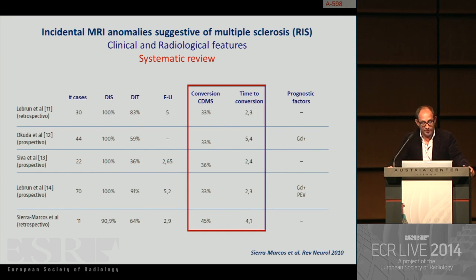These are the results of a systematic review that we undertook in our center a few years ago, showing that among those patients with a definite diagnosis of a radiologically isolated syndrome, up to 1/3 will convert to clinically definite MS in a period of time between 2 to 5 years, indicating again that these findings have clinical relevance.